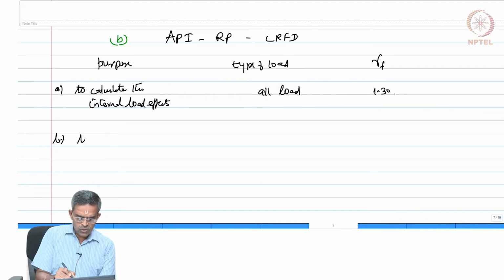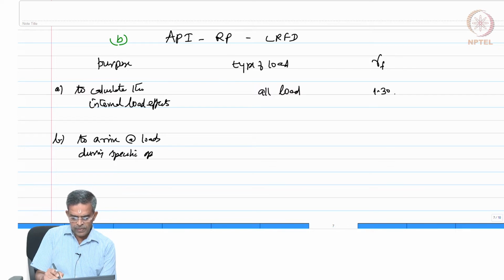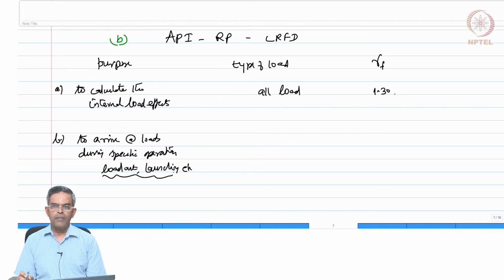If the purpose is to arrive at loads during specific operations such as load out, launching, etc. These are all specific type of operational conditions which are in prevalence when you commission an offshore platform.